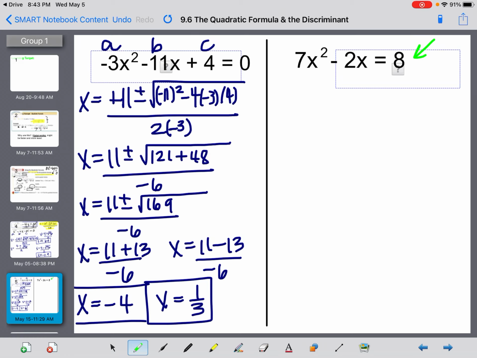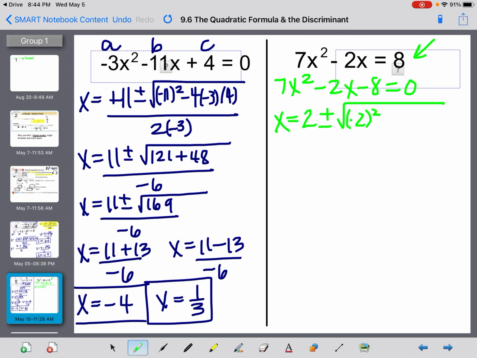All right, the second one, I have to get this so that I have a 0, so that it's in standard form. So I'm going to subtract 8, which is going to give me 7x squared minus 2x minus 8 equals 0. Okay, when I use my quadratic formula, I will have x is equal to a negative 2, so positive 2, plus or minus the square root of negative 2 squared minus 4 times a times c all over 2 times a.